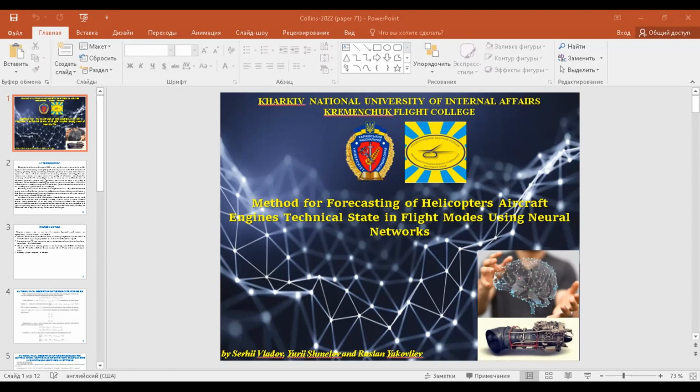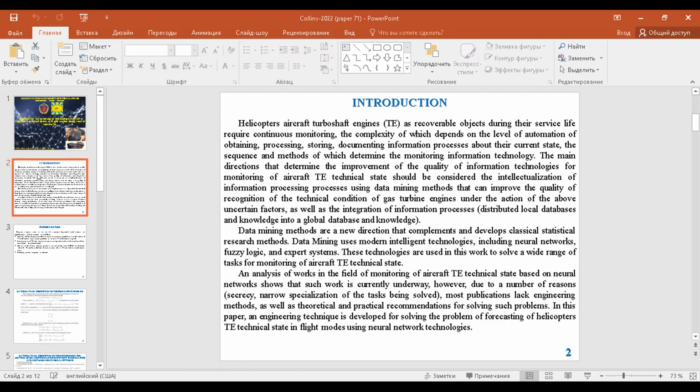The main direction that determines the improvement of the quality of information technologies for monitoring of aircraft turboshaft engines technical state should be considered the intellectualization of information processes using data mining methods, which can improve the quality of recognition of the technical state of gas turbine engines under the action of certain factors, as well as the integration of information processes, distributed local databases and knowledge bases into a global database and knowledge base.